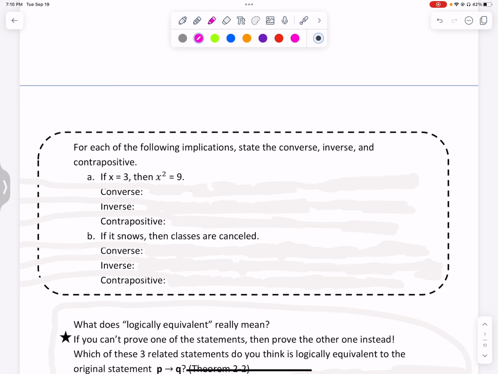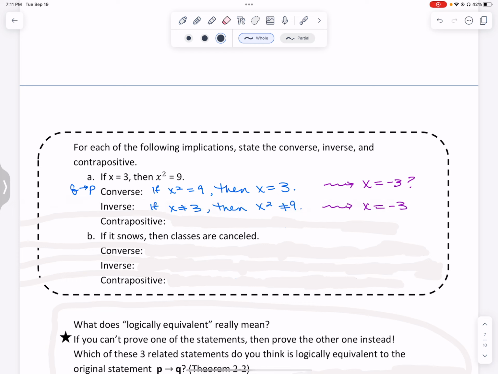All right, so we're going to state the converse, inverse, and the contrapositive. So the original is, if x equals 3, then x squared equals 9. The converse is going to be, if x squared equals 9, then x equals 3. So the converse was our Q, then P. Now is that true? If x squared equals 9, then x has to be 3. That's not true because x could be negative 3. So that's not necessarily true, but that is the converse.